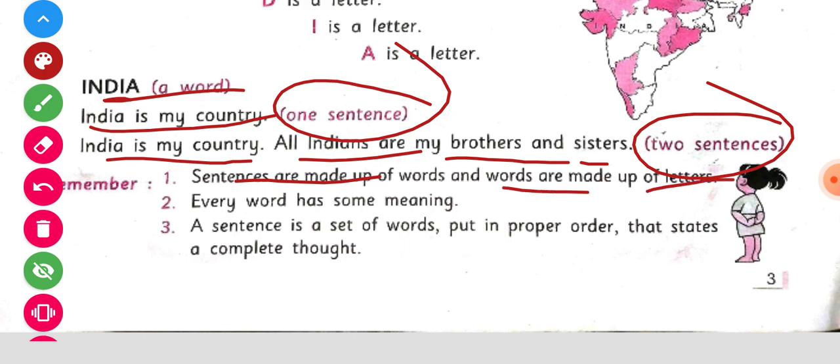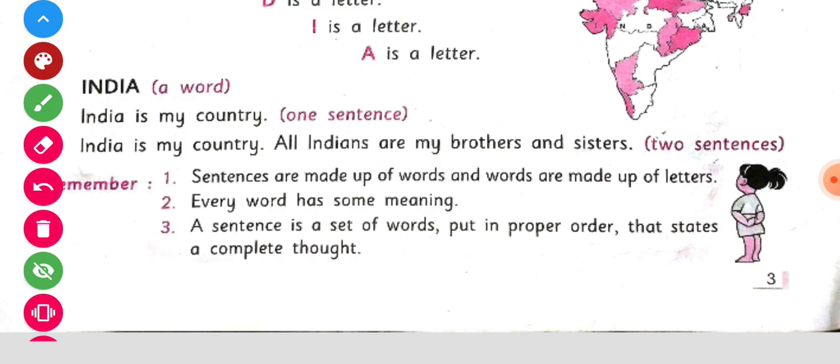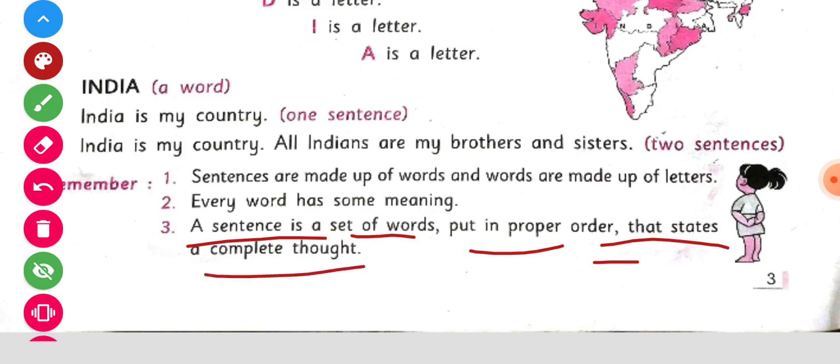made up of letters. And every word has some meaning. And the next thing, this is to learn, a sentence is a set of words put in proper order and that states a complete thought.